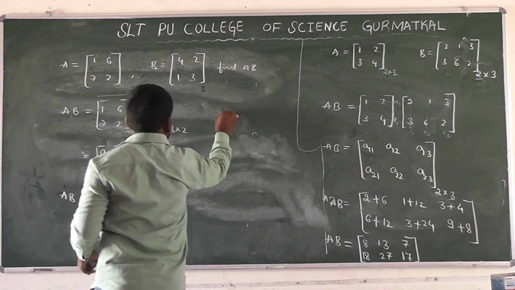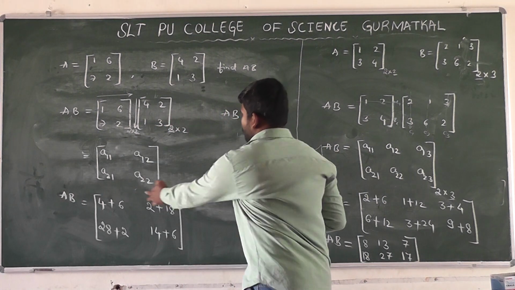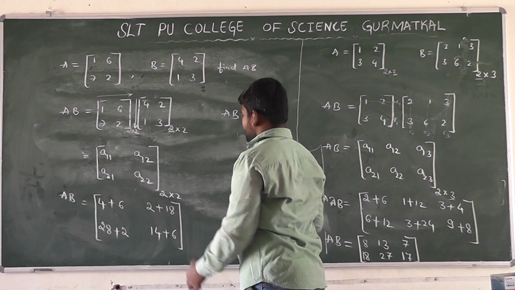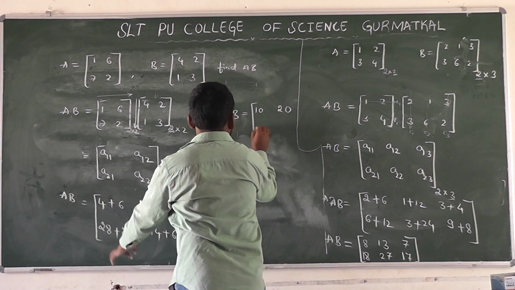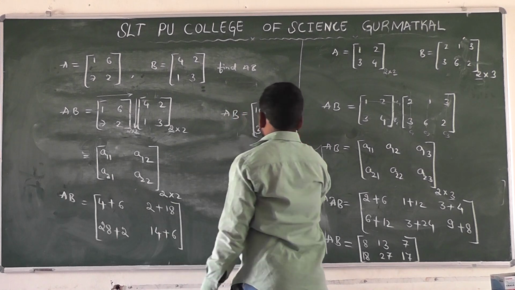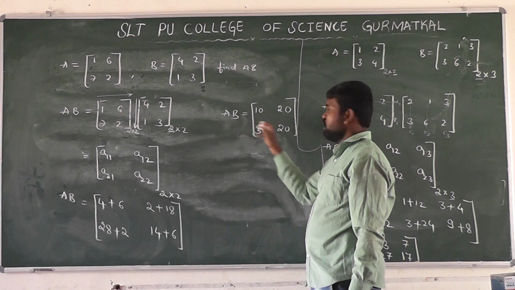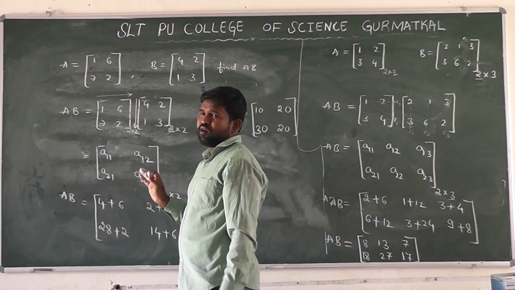This is AB here. 4 plus 6, how much here? 10. 18 plus 2, 20. 28 plus 2, 30. 14 plus 6, 20. Right? Then what is the order of the matrix AB? 2 cross 2 comes here. This is the matrix multiplication rule.